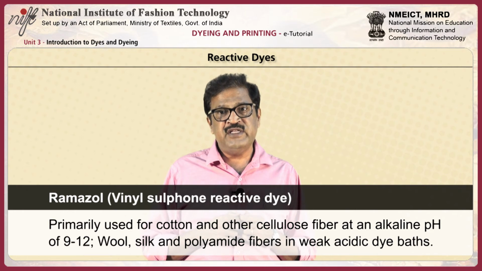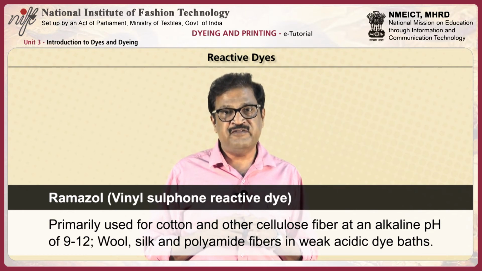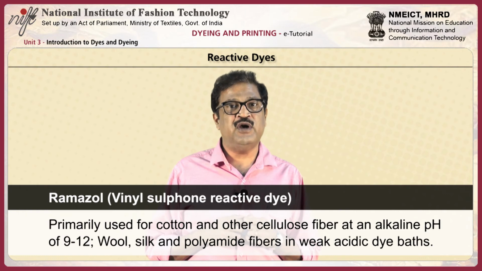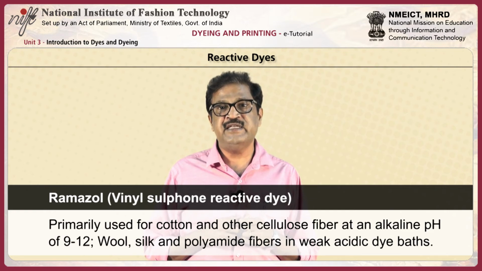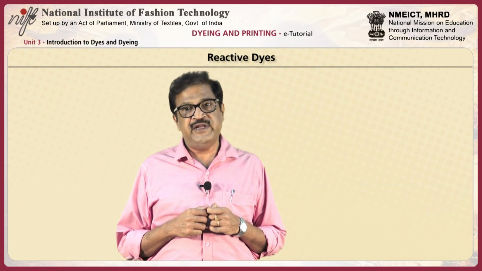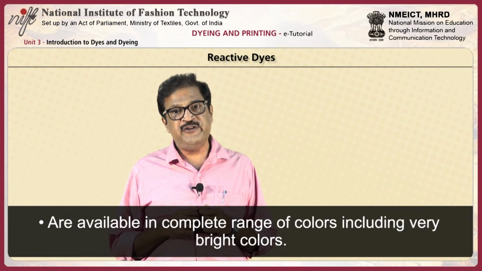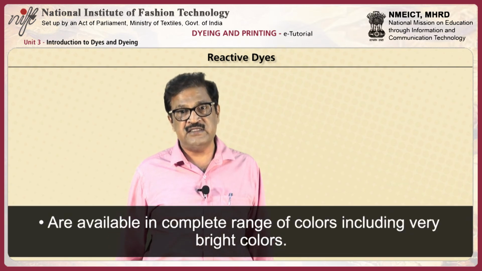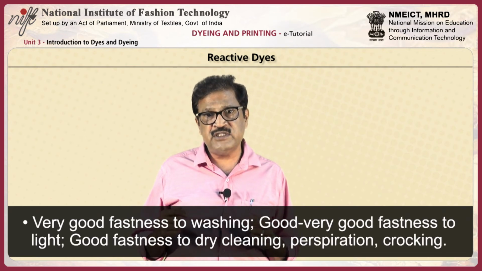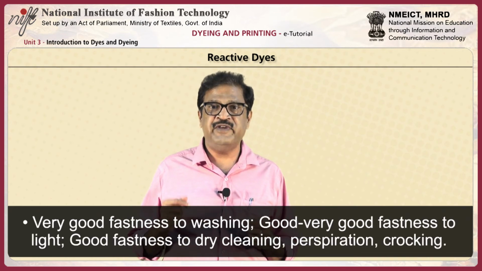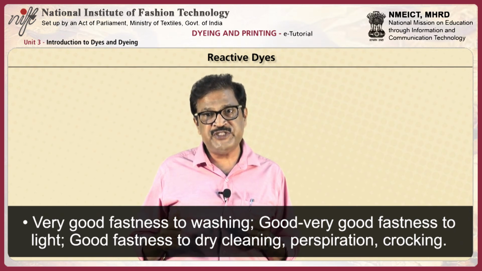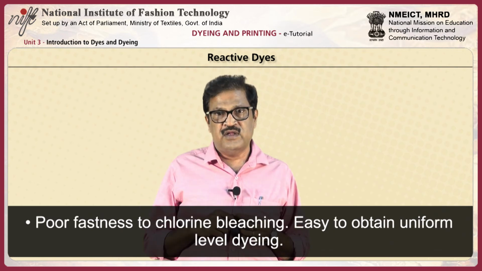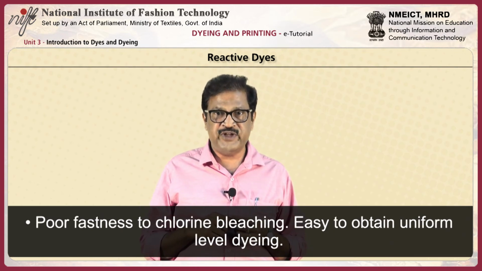Reactive dyes are primarily used for cotton and other cellulosic fibers at an alkaline pH of 9 to 12, and for wool and silk as well as polyamide fibers in weak acetic dye baths. Reactive dyes are available in a complete range of colors including bright colors. They have very good fastness to washing, good to very good fastness to light, good fastness to dry cleaning, perspiration and cracking. Reactive dye has poor fastness to chlorine bleaching.